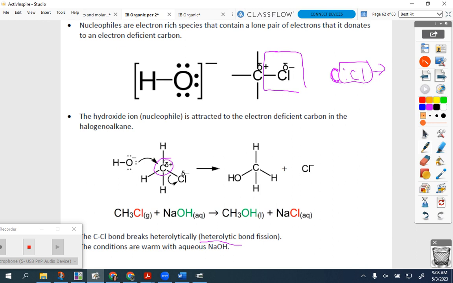HL students, you're going to get some more levels to this. So that is what's happening with the halogenoalkanes. The halogens are going to be replaced by a hydroxyl group to make an alcohol, or replaced by a hydroxide ion, I should say, to make alcohol.